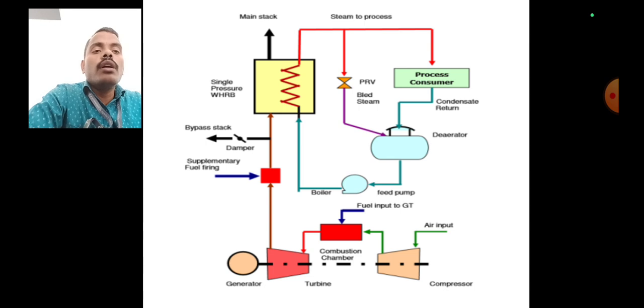Then steam passes to the process consumer. Process consumers may be rubber, galvanizing, or some other heating purpose. In this kind of process, the heat is utilized in the process consumer. Then the steam is condensed and comes to the deaerator. Next, a feed pump is used to pressurize the water to circulate throughout the cycle.